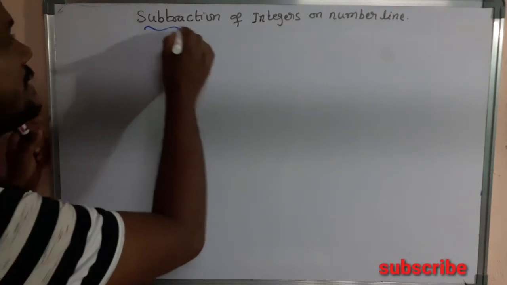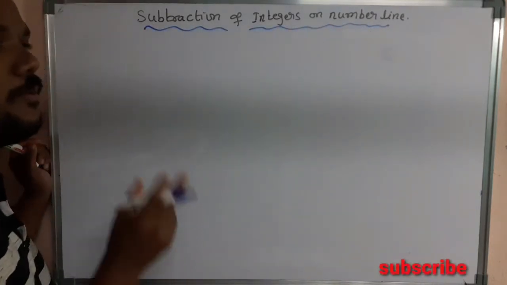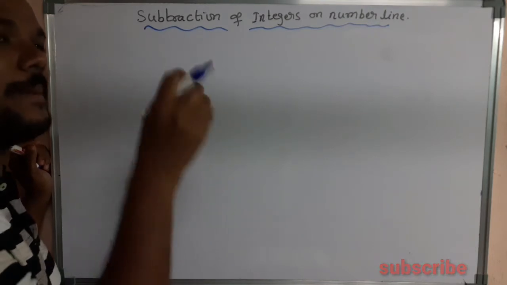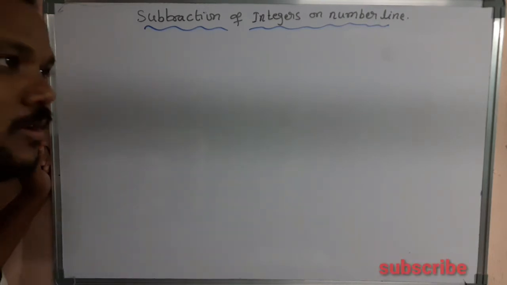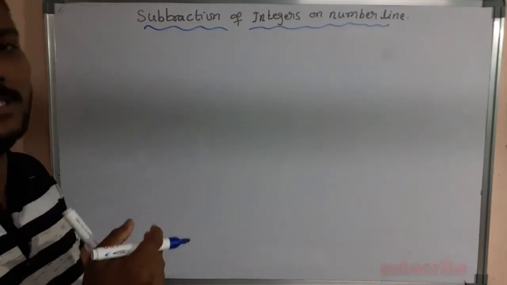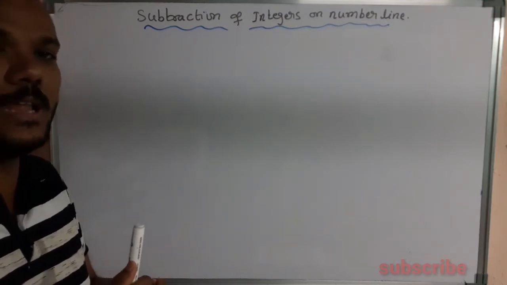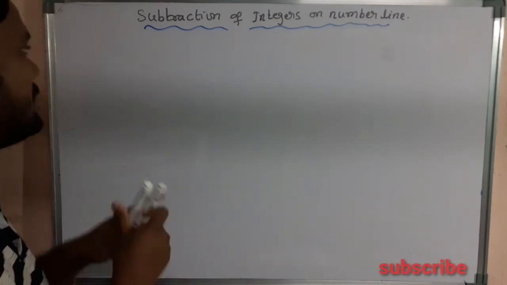While doing the subtraction of integers on the number line, we will have two cases. First is subtracting a positive integer, and the second case is subtracting a negative integer. So let me take case one.